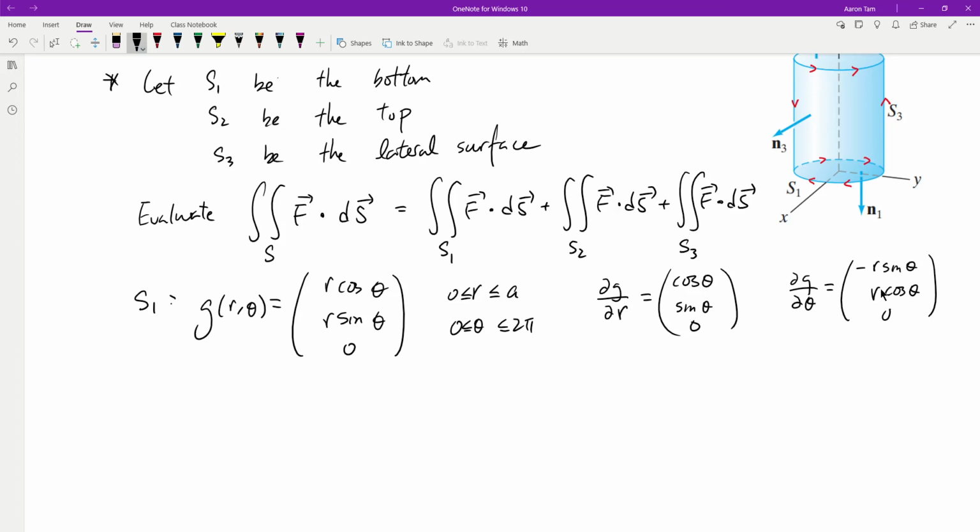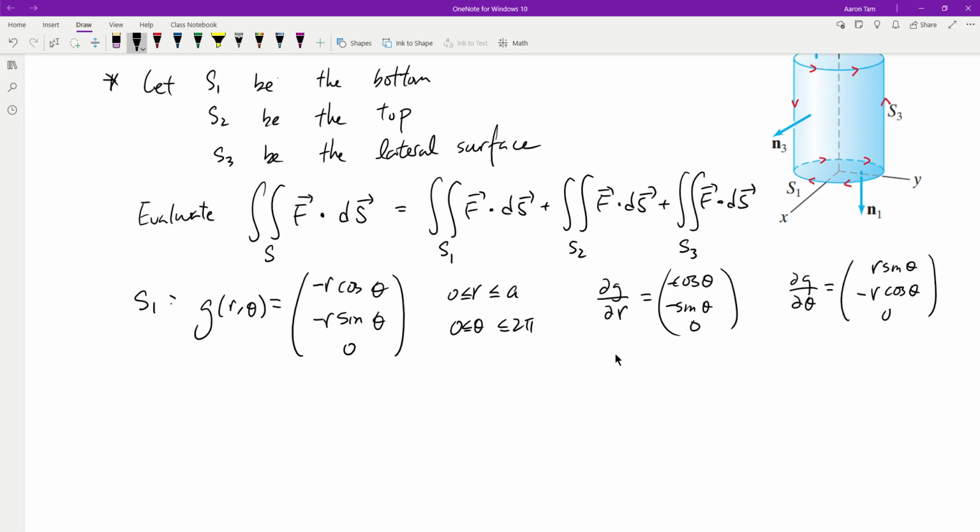Actually, I just realized one thing. I do need this circle rotating in the opposite direction so that the normal vector points downward. So I'm going to have to negate both of these. So we'll negate both of these. Now I have the correct orientation, because before, the orientation of the circle would have had the perpendicular vector point into the cylinder, which we cannot allow because the problem specified it is not.